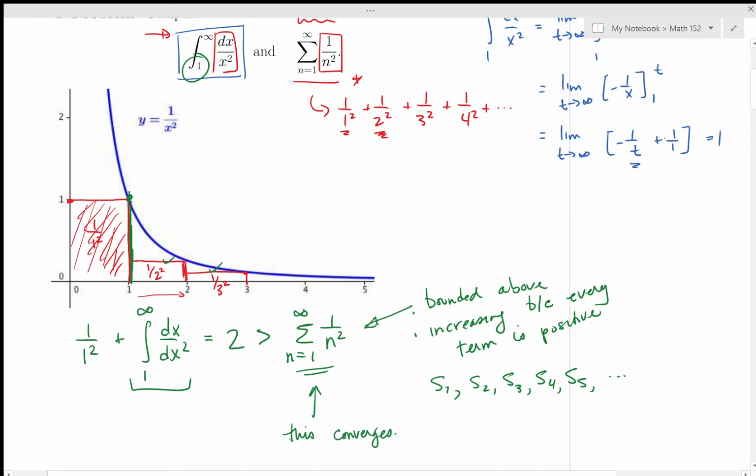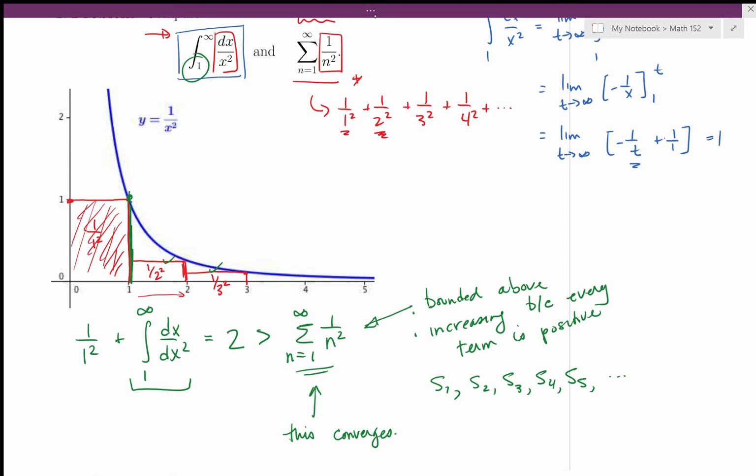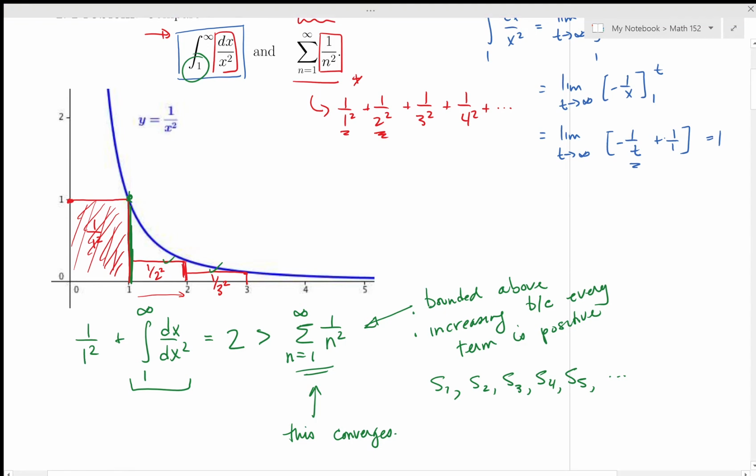So we used our information about the analogous integral to show that the infinite sum converges here. So we use an integral to do that in this case. There's a variety of different ways to get at whether an infinite series converges or not. Unfortunately, we're not going to do too much of that in this course.